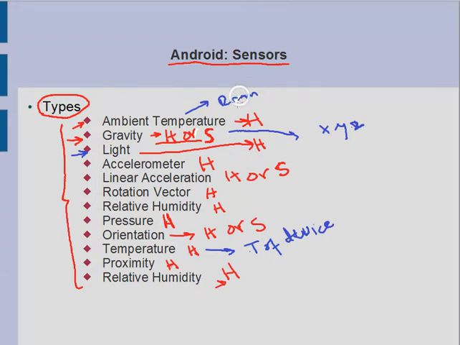So that is the difference. This is the room temperature, and the other one is the device temperature. This temperature sensor is the device temperature.